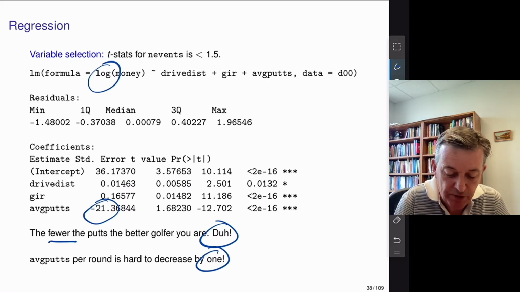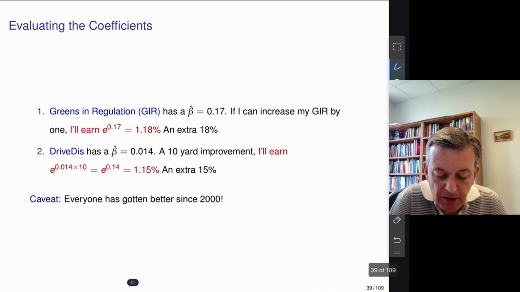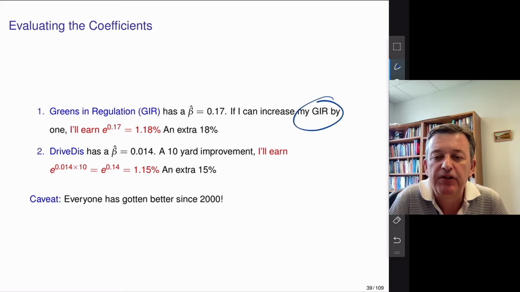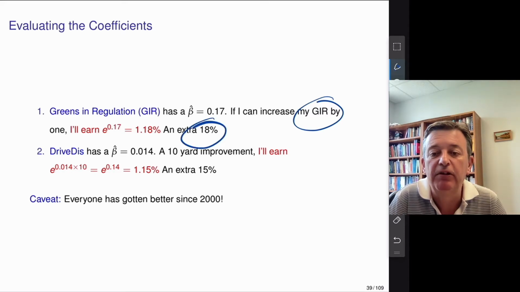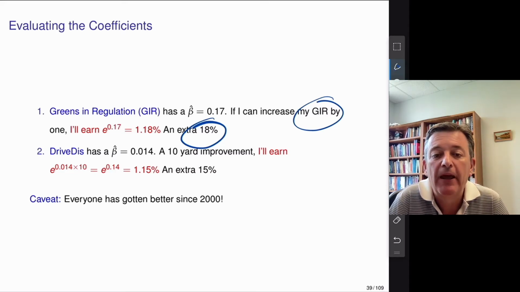But let's look at these coefficients. For example, let's look at that 0.16, or 0.16 and a bit. So if I can increase my greens in regulation by 1, so remember that's the number of times you basically have a birdie opportunity. Maybe an incredibly good player would be at a greens in regulation of 14 or 15. If you could go from 14 to 15, then it's going to be a pretty dramatic increase in his earnings, about an extra 18%, or e to the 0.17. It multiplies money won by about 18%.